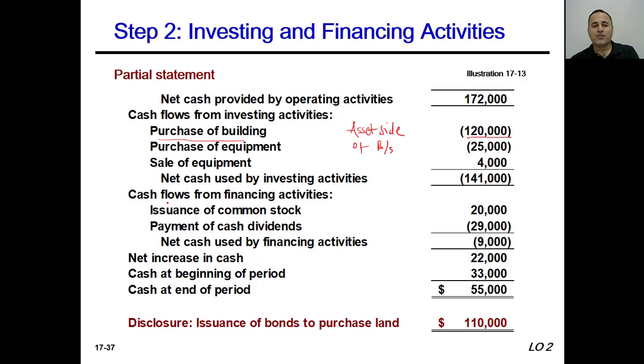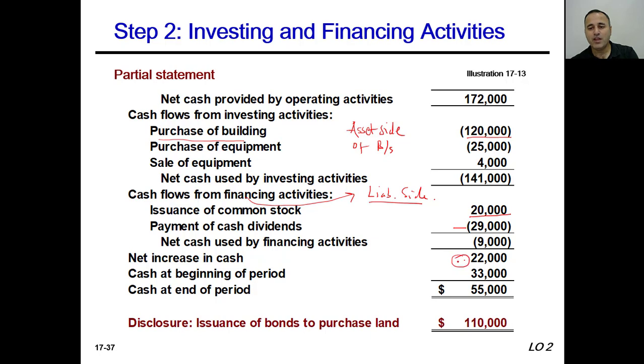Now, cash flow from financing activities. Financing activities are actually the liability side of the balance sheet, and of course the long-term liability side. So the issuance of common stock, $20,000, is a cash inflow activity. Now, payment of cash dividend, $29,000, is a cash outflow activity. So net cash used by financing activities is minus $9,000. Net increase in cash is 22.